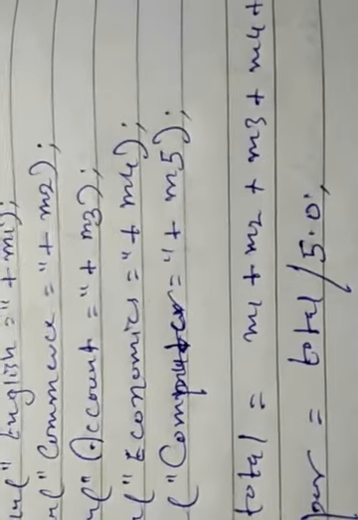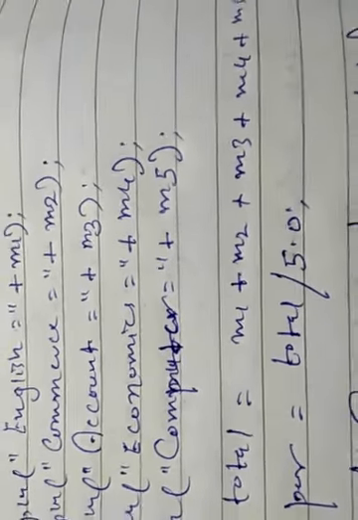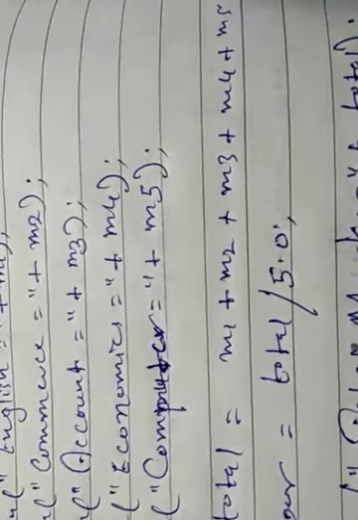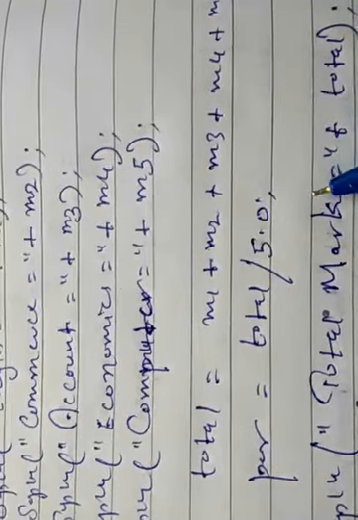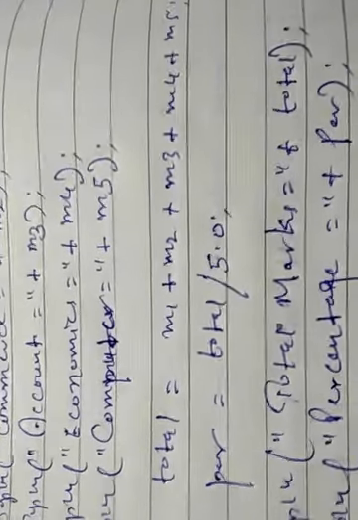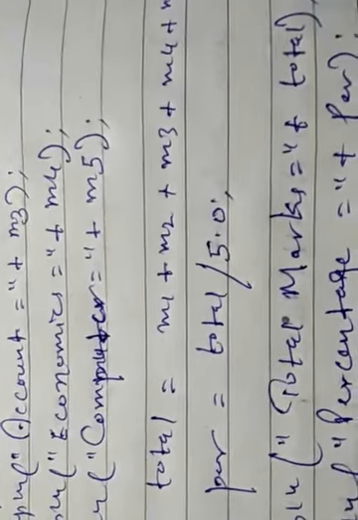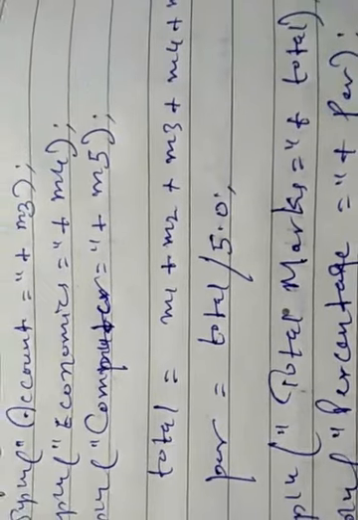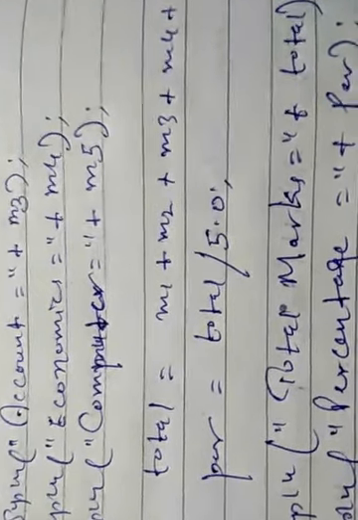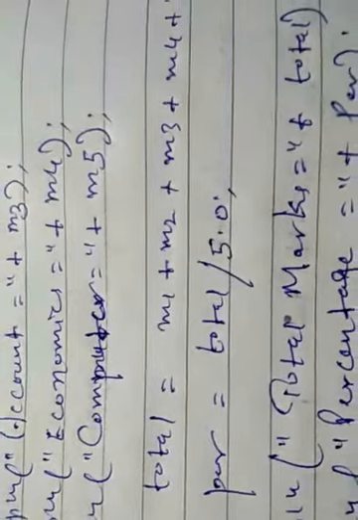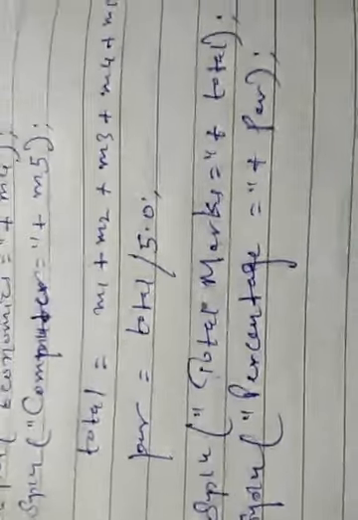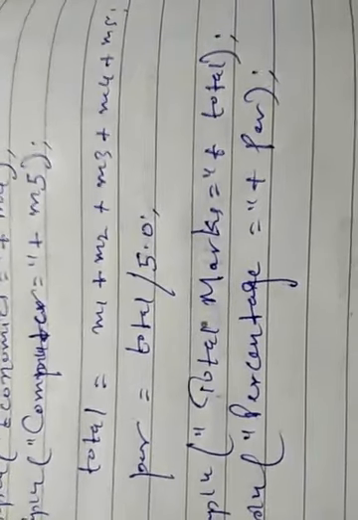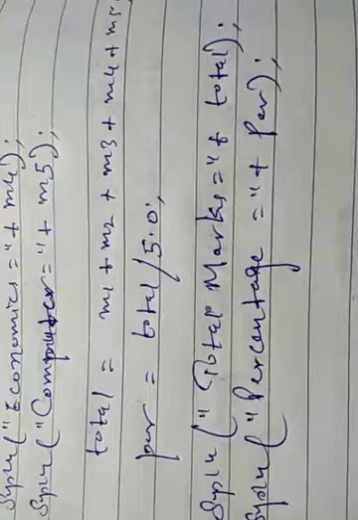And now we are calculating the total: m1 plus m2 plus m3 plus m4 and m5. Then the percentage will be total upon 5.0, or we can write total upon 500.0 into 100. When the marks are out of 100, the average and the percentage will be the same. And now we are printing the total marks equal total and percentage equal per.